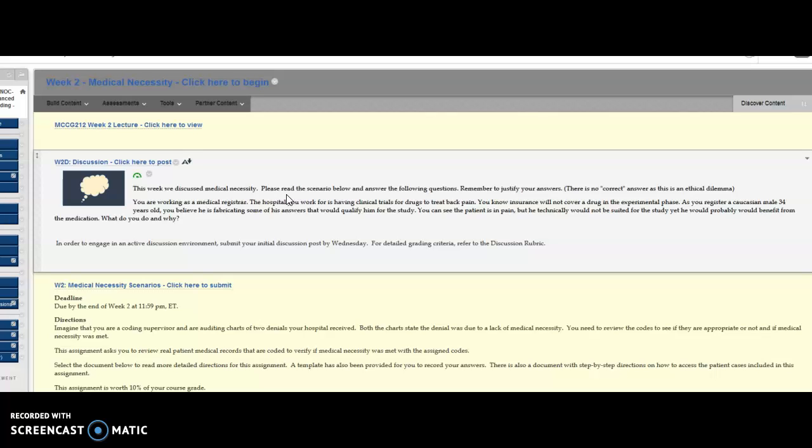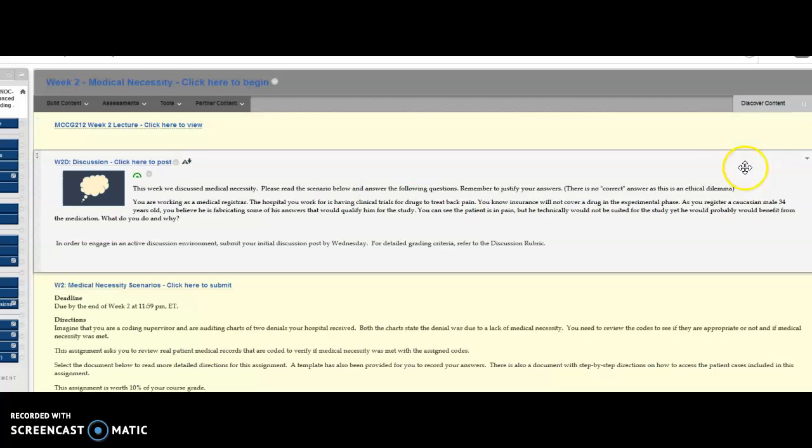So, as you're thinking about this scenario, just remember that you are the registrar, just registering the patient, and usually that's taking demographic information and also asking questions related to the visit that would qualify him. So, there's no right or wrong answer on this. It's more of a discussion.